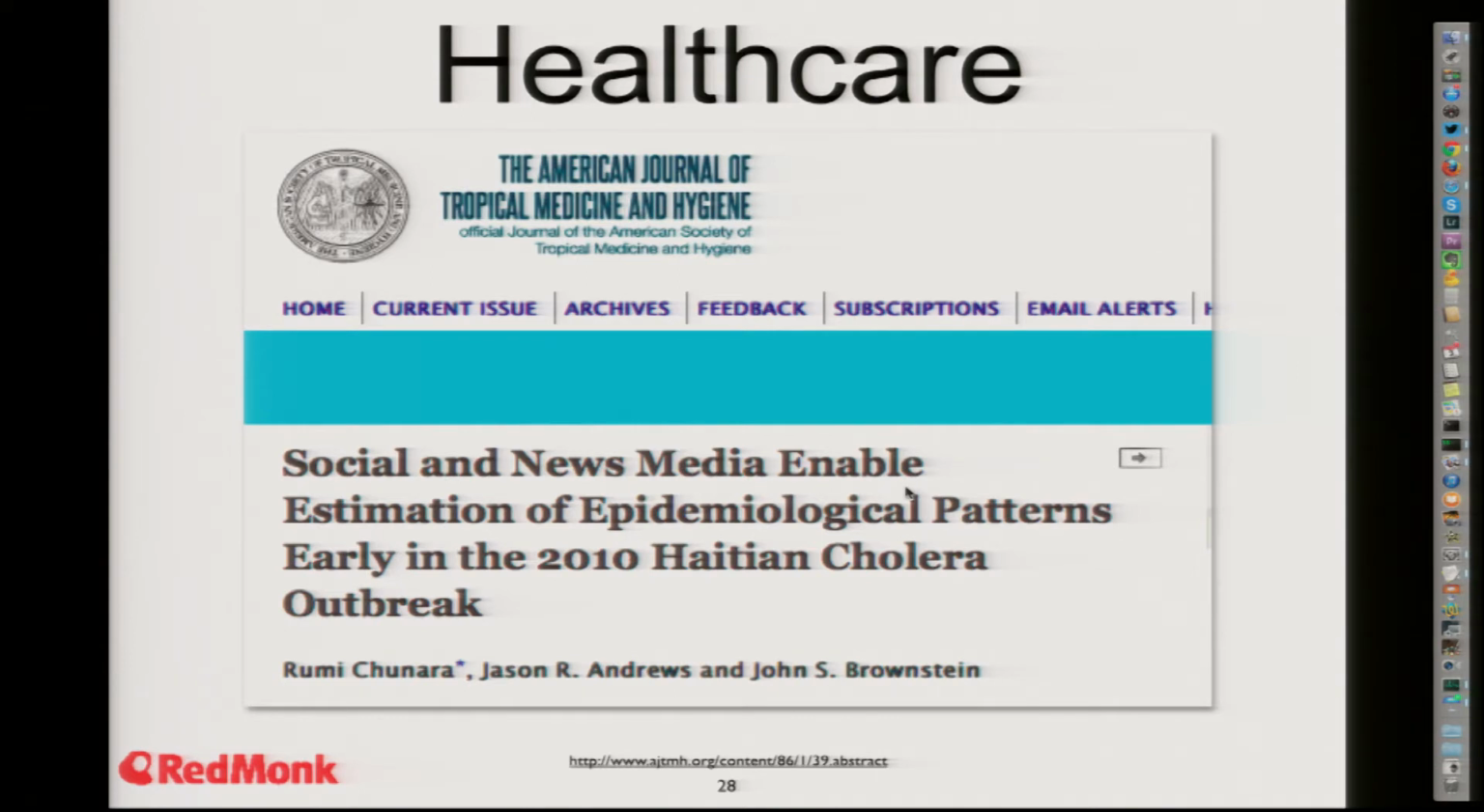Healthcare is a big one as well. You're probably familiar with Google Trends and Google Flu Trends. Google Flu Trends takes search data to predict when there are likely to be flu outbreaks. Well, they went a step further and funded a paper published in the American Journal of Tropical Medicine and Hygiene. They looked at social media data for mentions of cholera and cholera symptoms in Haiti in 2010 after the earthquake there.